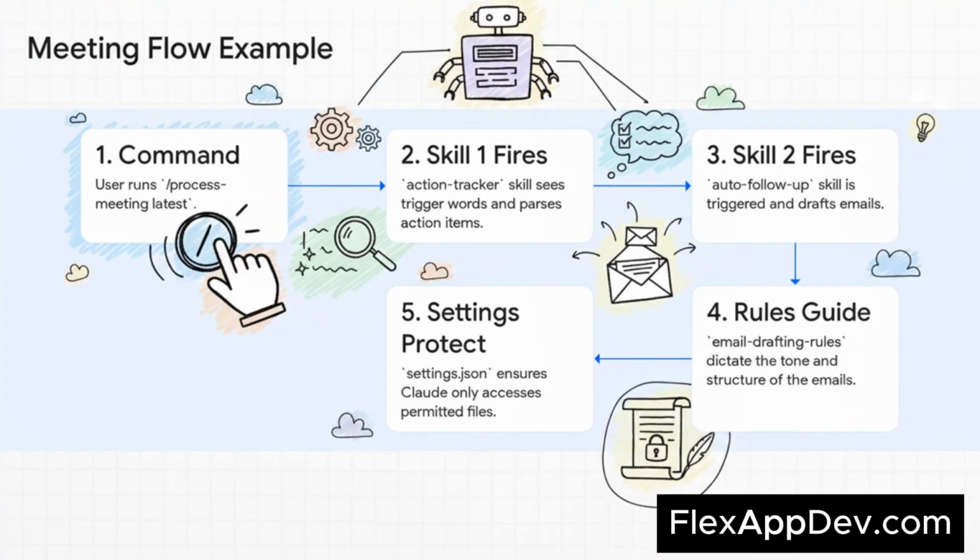Okay, so picture this. You finish a meeting. You run one single command, /process meeting latest. That's your part done. Now, behind the scenes, a skill called Action Tracker sees the transcript and automatically pulls out all the action items. The output from that skill immediately triggers a second skill, Auto Follow-up, which starts drafting follow-up emails. The whole time, an email drafting rules rule is making sure the tone and format of those emails are perfect. You could even have a specialized meeting analyst agent overseeing the whole thing for quality control. And all of this is wrapped in the safety of your settings.json file, which makes sure Claude only touches the files it's supposed to. It's an entire automated workflow that you built.